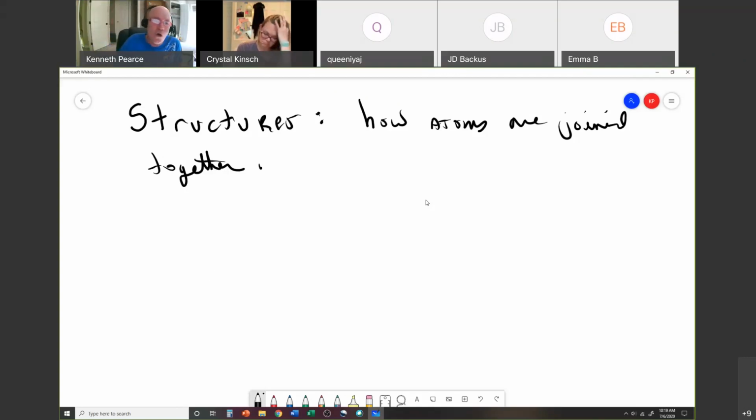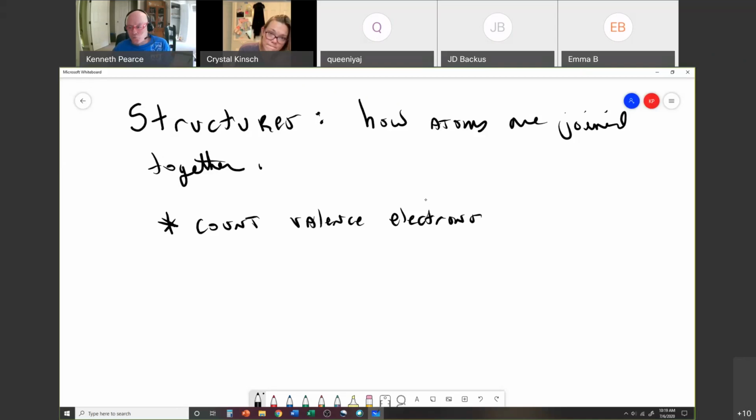All right, so first off, our first essential skill here is we have to be able to count valence electrons. Here's our first skill. So our first thing that we have to be able to do to be able to make structures is to count valence electrons. Now, where are the valence electrons? Valence electrons are on the outside.